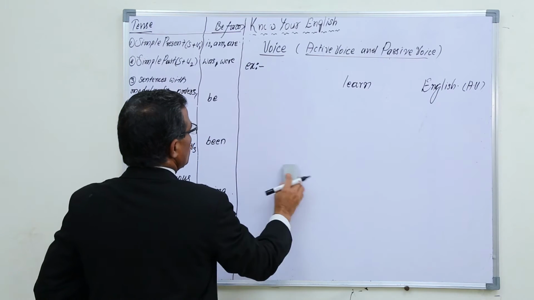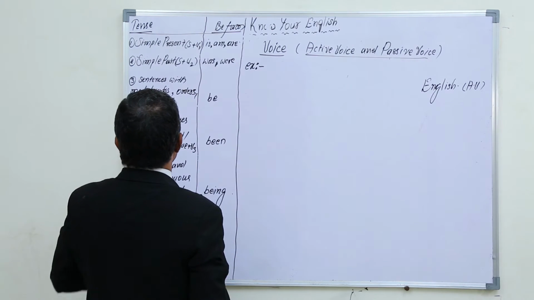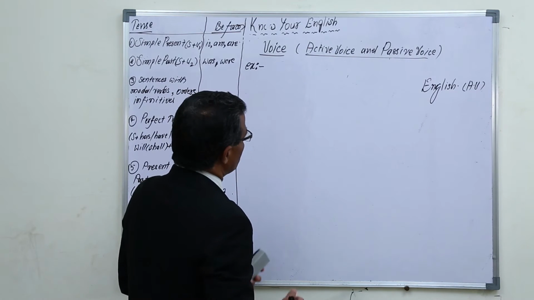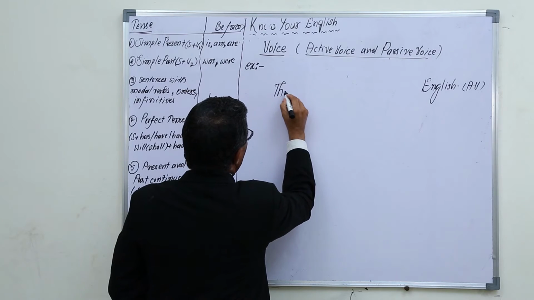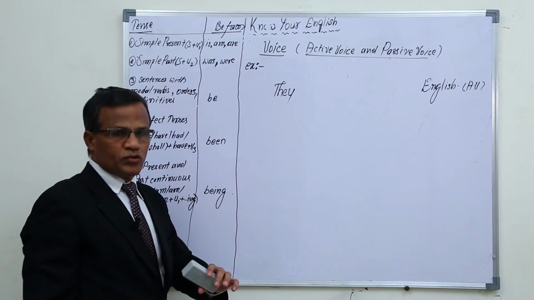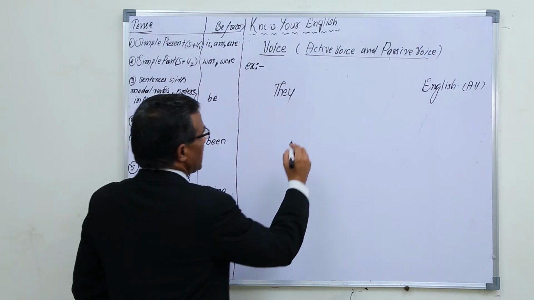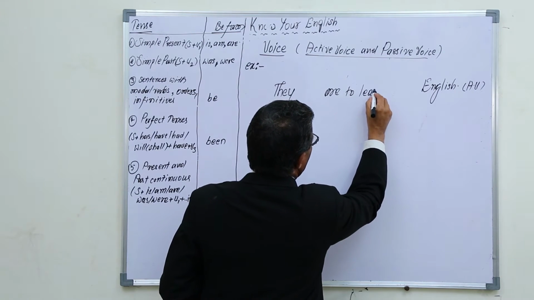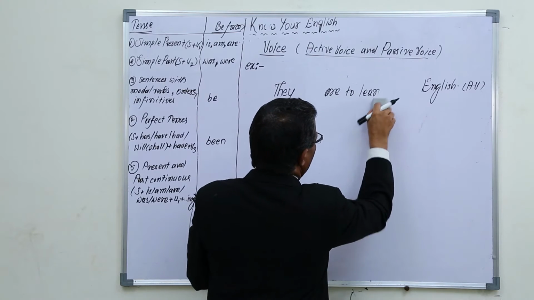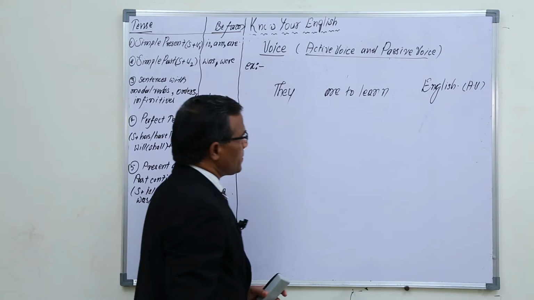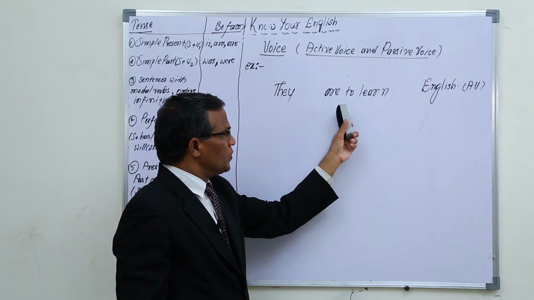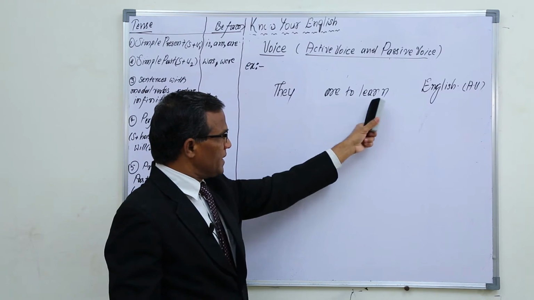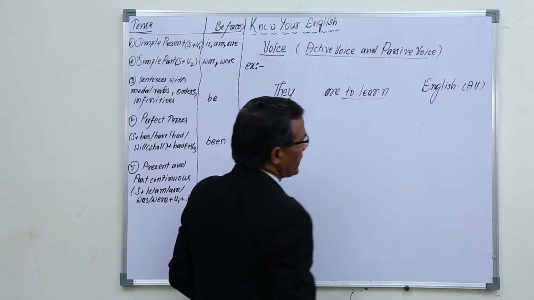Now we are coming again to write the same. For example, infinitive sentences may also be there. Infinitive means to plus V1. They are to learn English. For example, they are to learn English. To learn, to plus V1, infinitive, this is. They are to learn English.